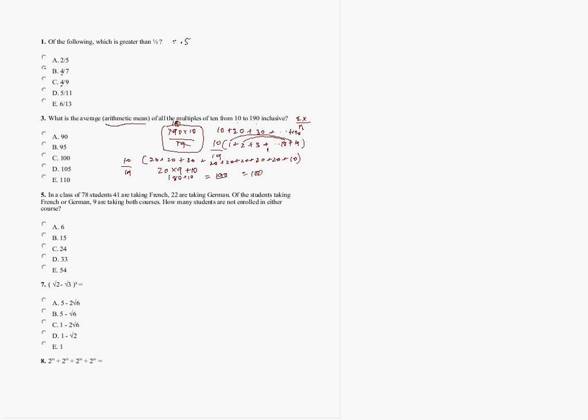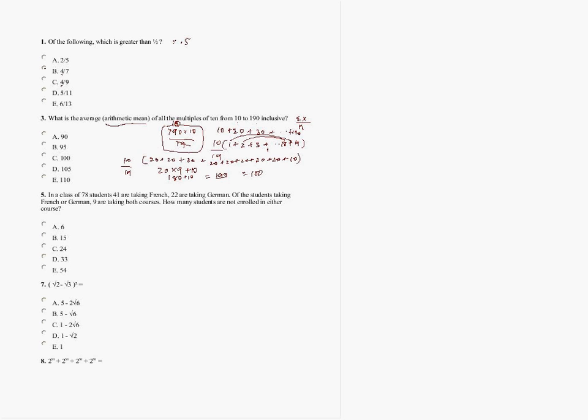Okay, so did you understand how we got the answer? Yes. Okay, very good. Remember the next one? Uh-huh. In a class of 78 students, 41 are taking French, 22 are taking German. Of the students taking French or German, 9 are taking both courses. How many students are not enrolled in either course?